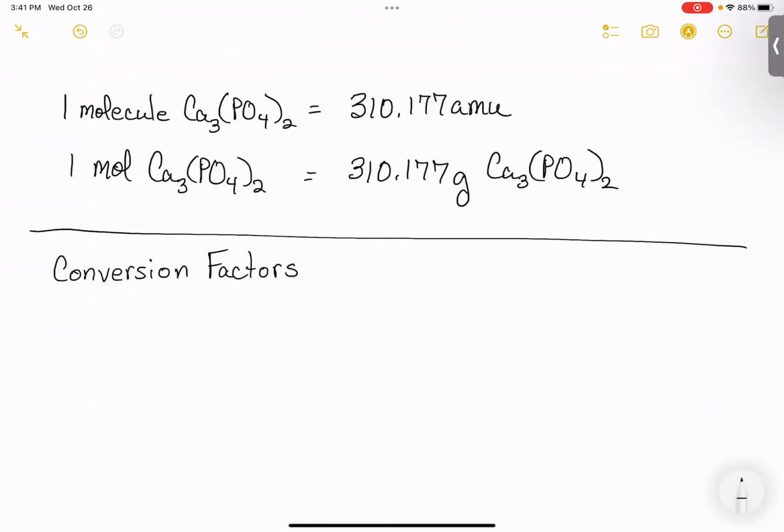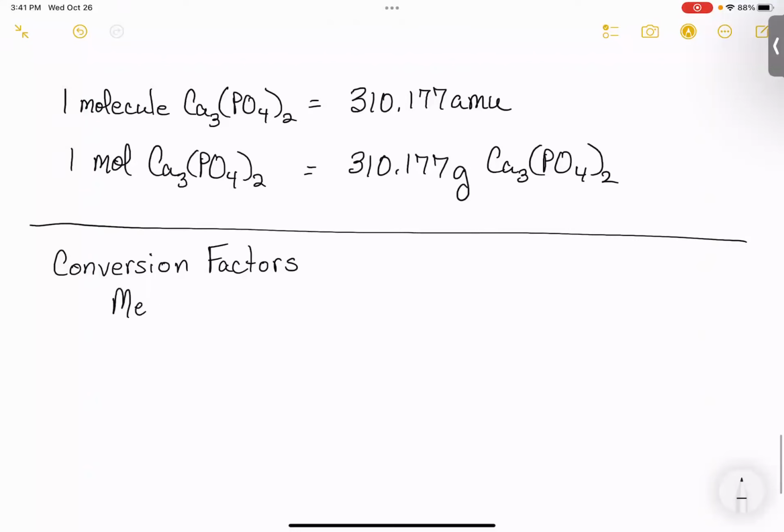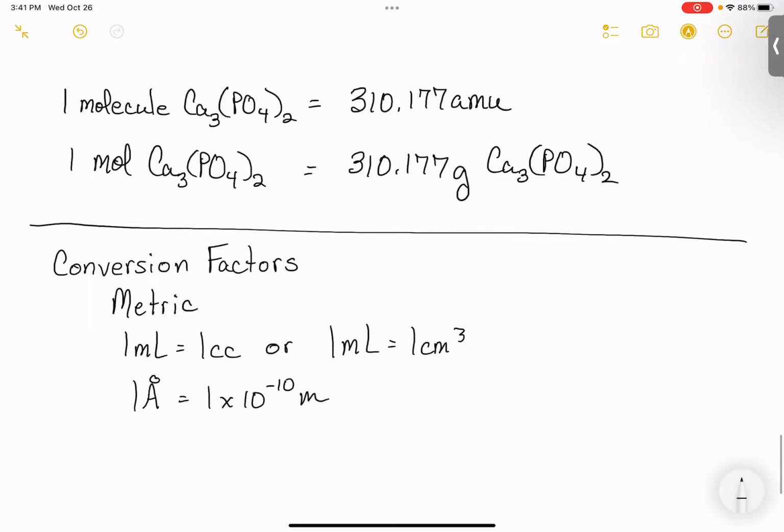Yes. We have to remember the metric to English for the test? No, you only need to remember the metric to metric. So what you got to know for the test is the metric. You got to know 1 milliliter is equal to 1 cc, or same thing as 1 milliliter is equal to 1 centimeter cubed. And you got to know that 1 angstrom is equal to 1 times 10 to the minus 10 meters. The only other ones you got to know are like seconds. I won't give you time because it's time. And I won't give you 12 inches to a foot, things that I think you should know.